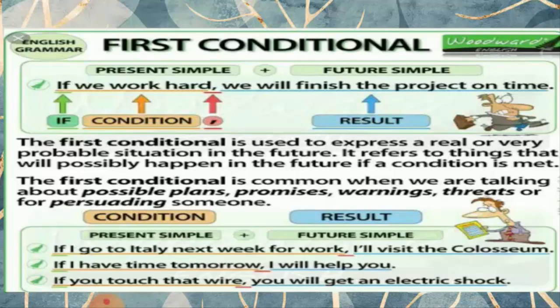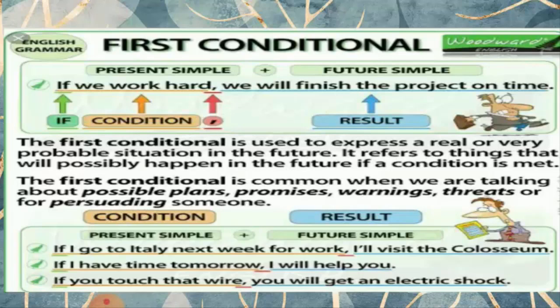It is followed by the present simple and then the future simple. بنبدأ الجملة if. Okay, and then the condition يعني الشرط, and then the result النتيجة. For example, if condition we work hard. If we work hard, result هنحصل اللي هيحصل, we will finish the project on time.